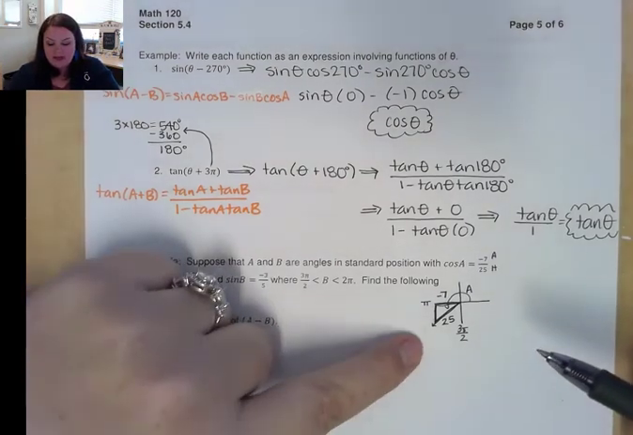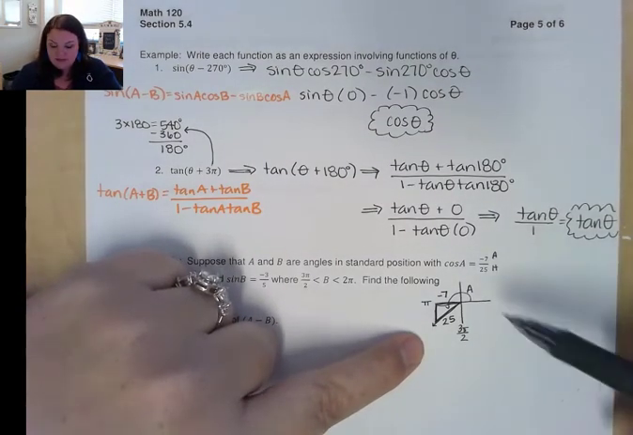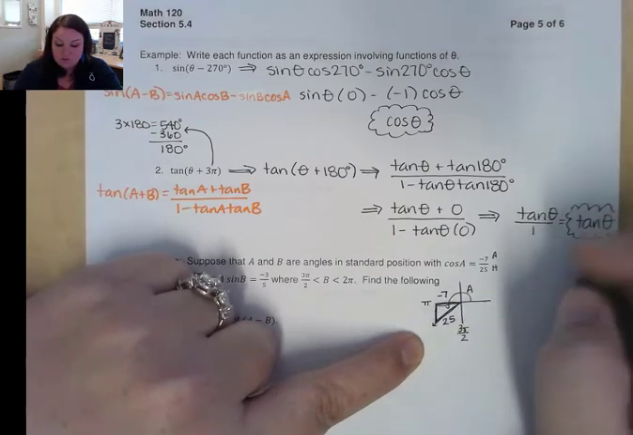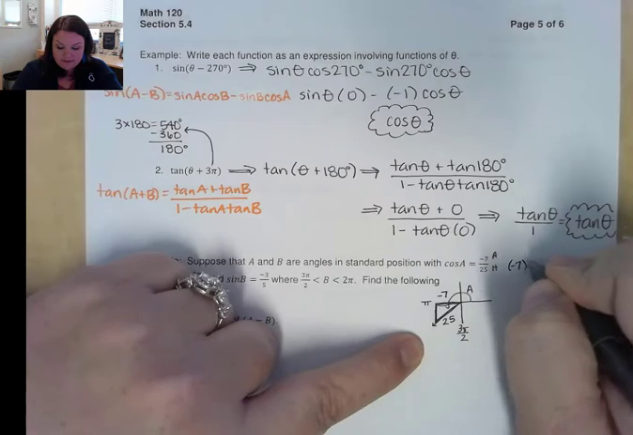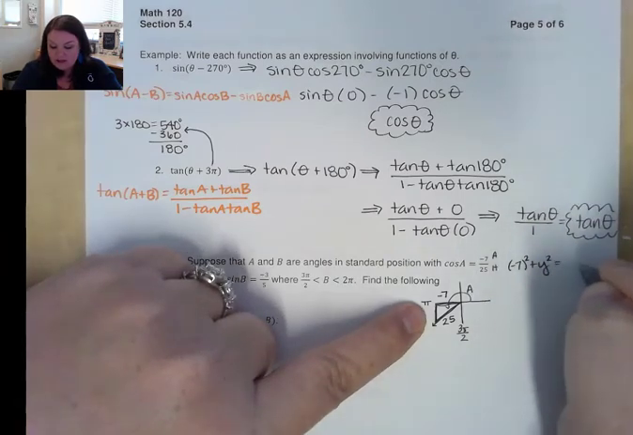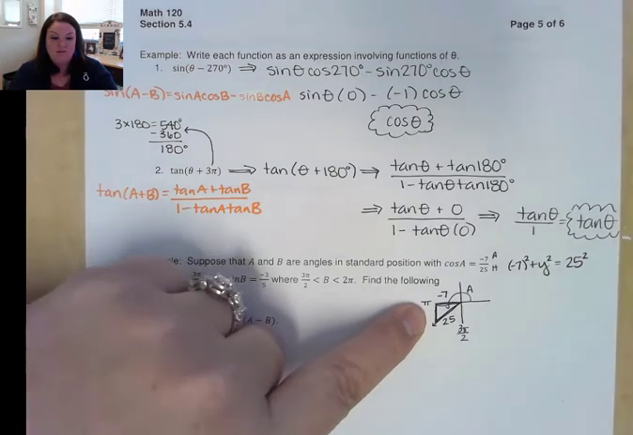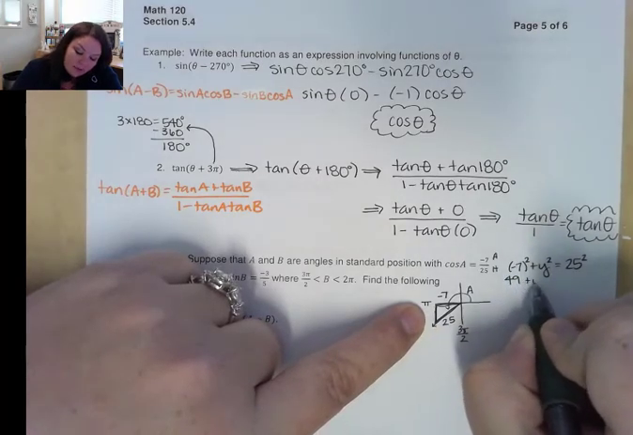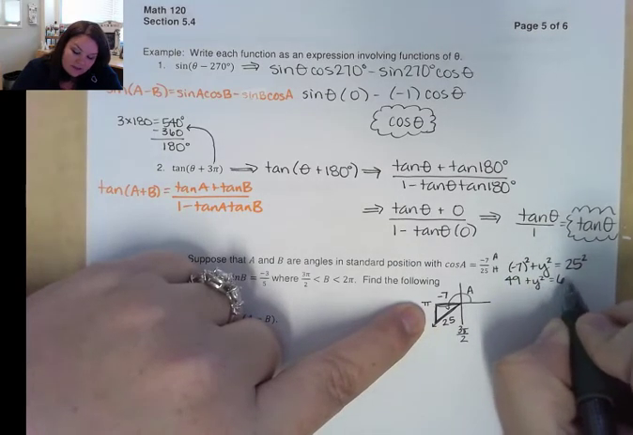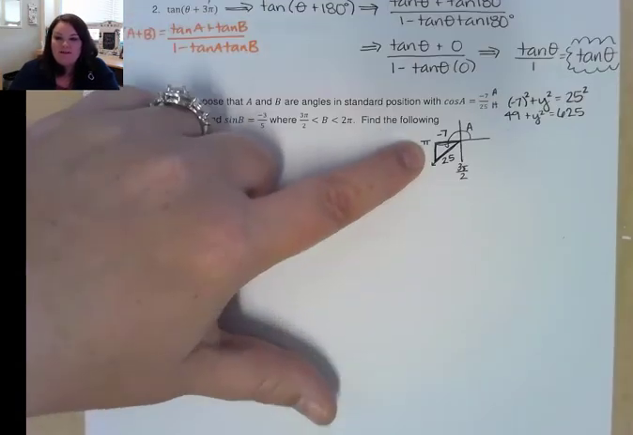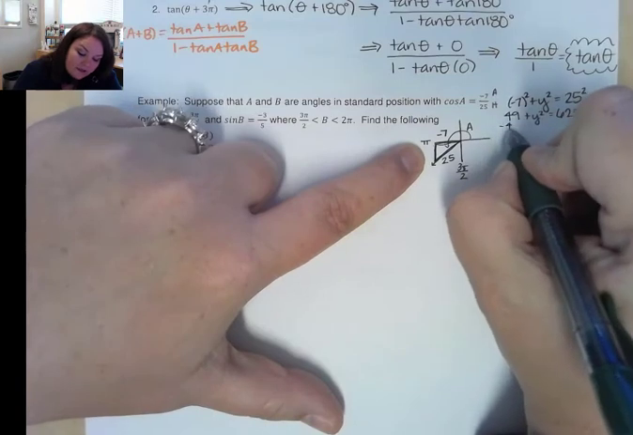So I'm going to go ahead and solve using the Pythagorean theorem to figure out what this unknown y value is. I take my x value squared, so -7 squared, plus my y value, which I don't know, squared, and that should equal 25 squared, right? Just using the Pythagorean theorem. So that tells me that 49 plus y squared equals 625. And then I'm going to go ahead and subtract that 49 to the other side.